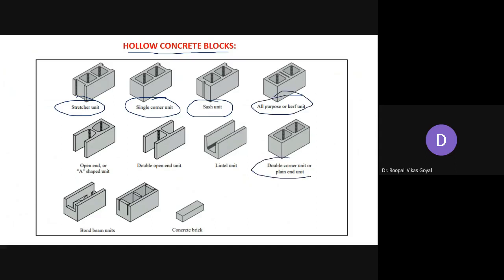This is double corner unit or plain end unit. This is if you want to utilize for the lintel unit. This is double open end unit. And here it is open end or A shape unit. This is bond beam unit. Then concrete brick, so it's like a solid block. So depending upon the purpose, you can have the different shapes and sizes of the hollow concrete block.